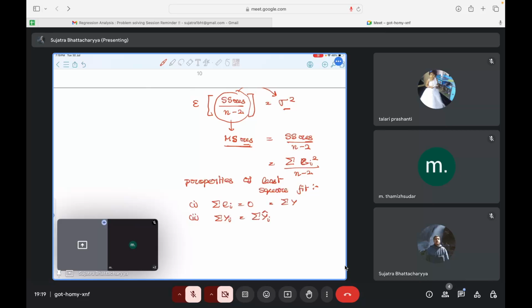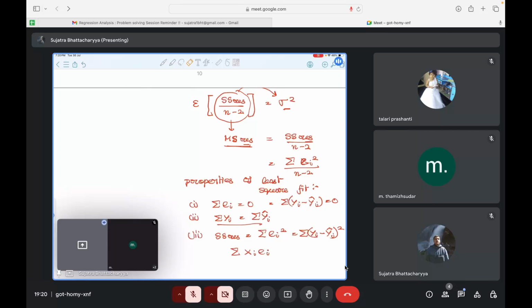This is nothing but what? Yi minus Yi hat. So if it is equal to 0, then this will come. Third, SS residual, which is nothing but summation Ei square, which is nothing but Yi minus Yi hat square. This, if you have this, you have summation xi ei.